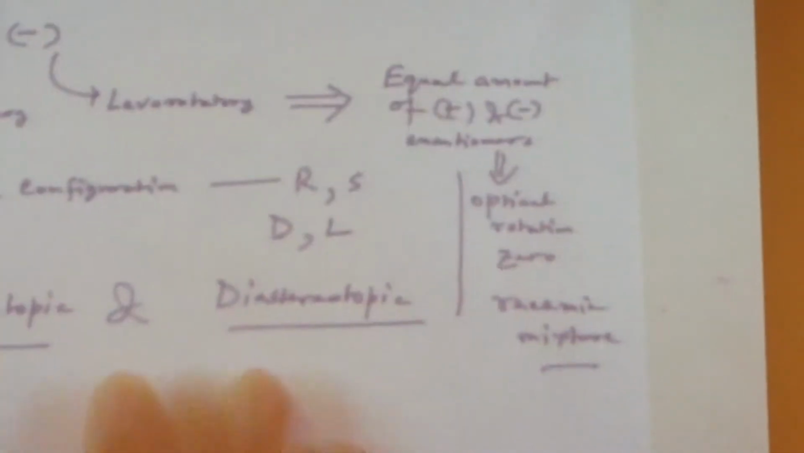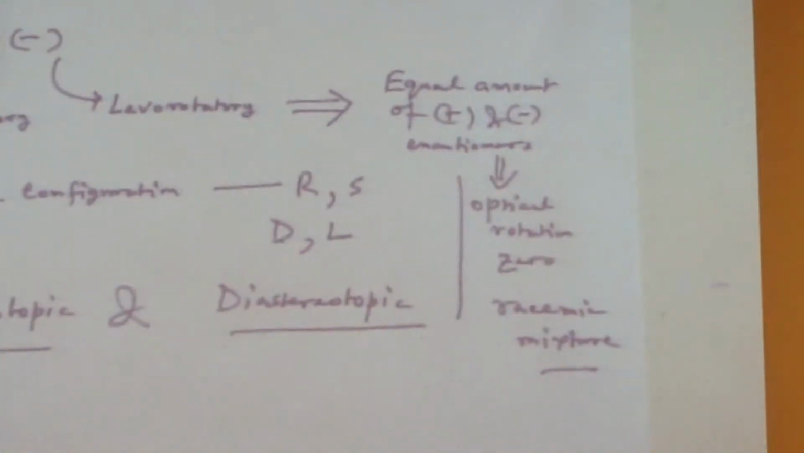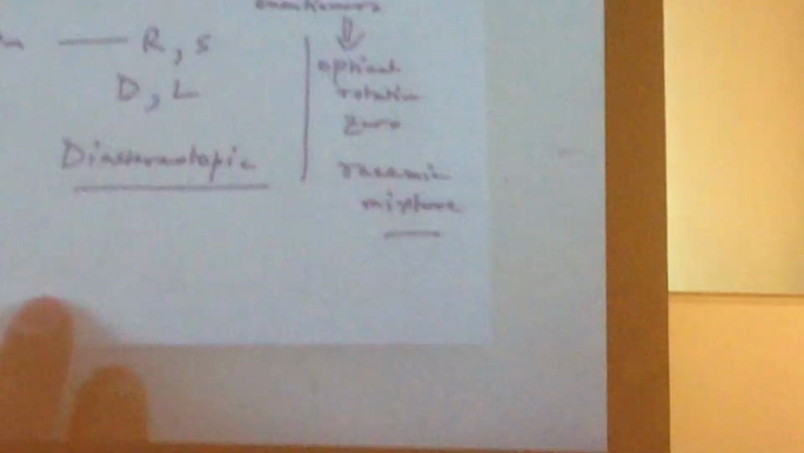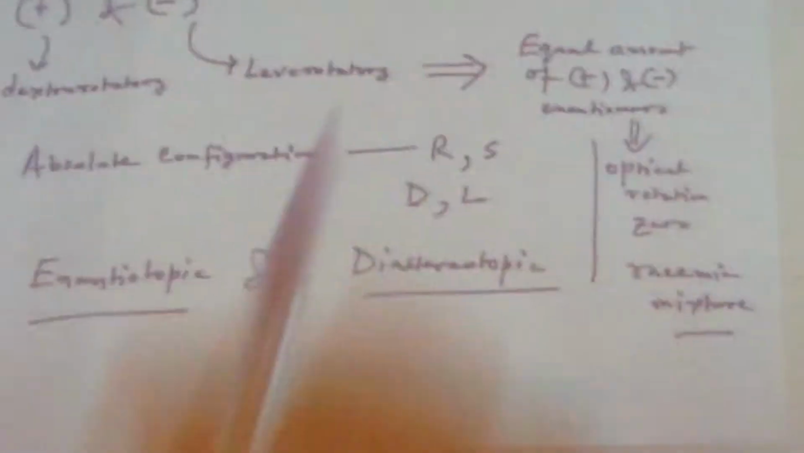So both achiral compounds and racemic mixtures have zero rotation. The enantiotopic and diastereotopic concepts bring in another new piece of information, something that we did not talk about before. And let me give you an example of that. Just wanted to go over that very quickly.